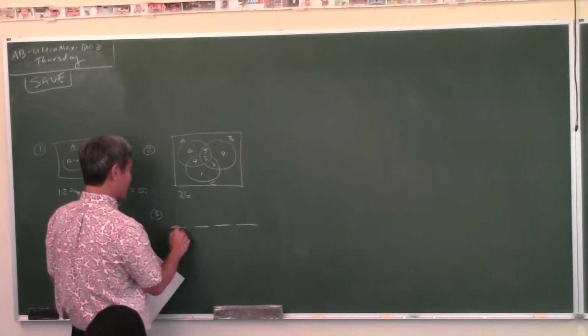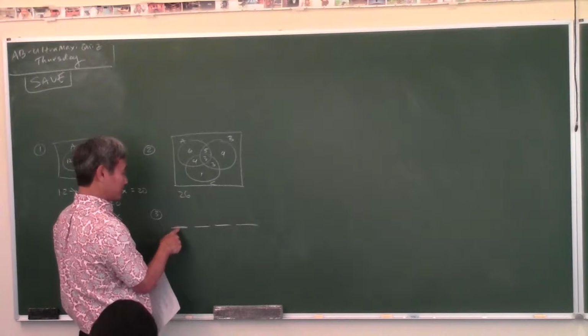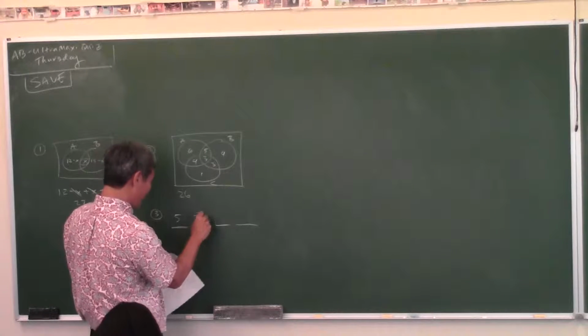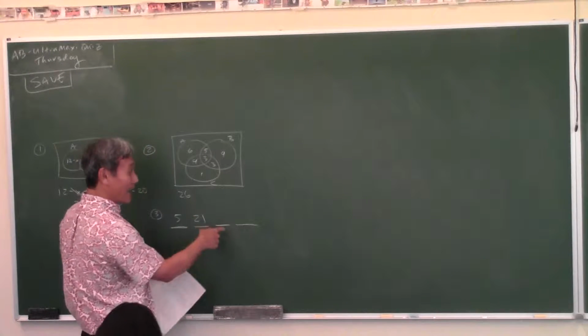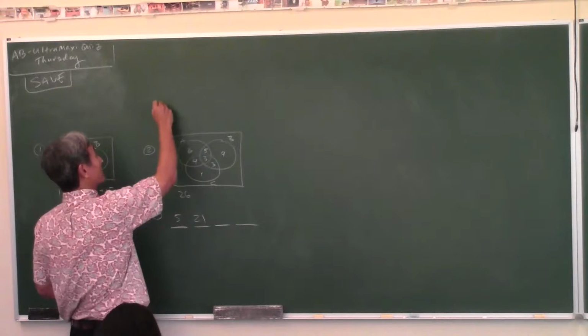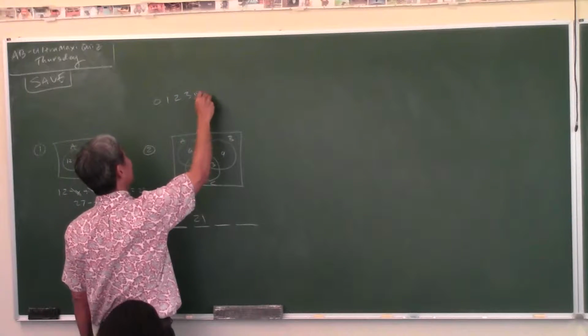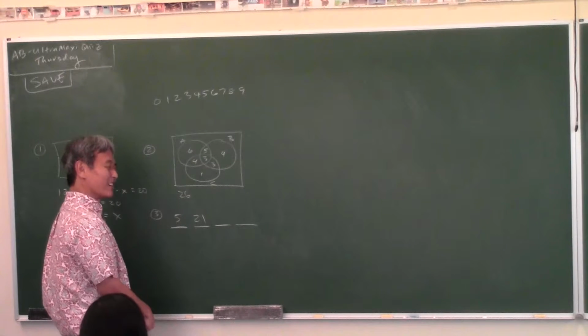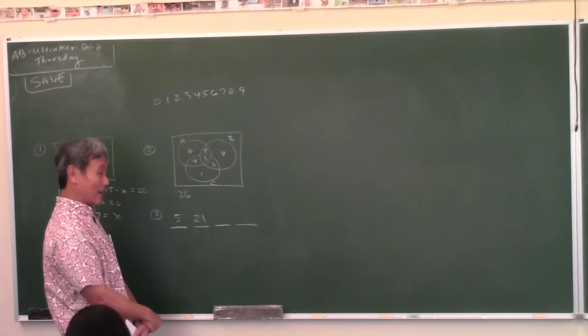Okay, so a vowel. How many choices do I have if this is a vowel? 5, and then this is a consonant, 21, followed by an odd digit. Now remember, if you have a hard time, write out the digits like this. These are the digits. How many digits are there? There are 10. Half of them are odd and half of them are even.